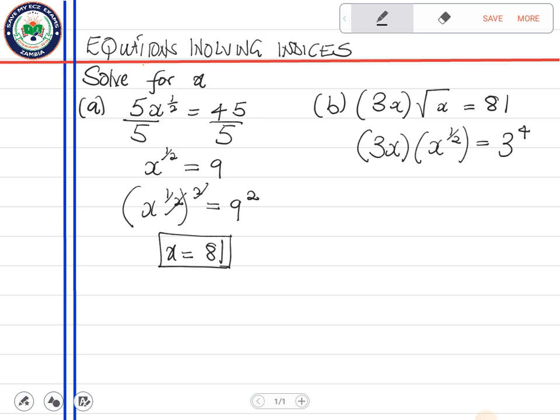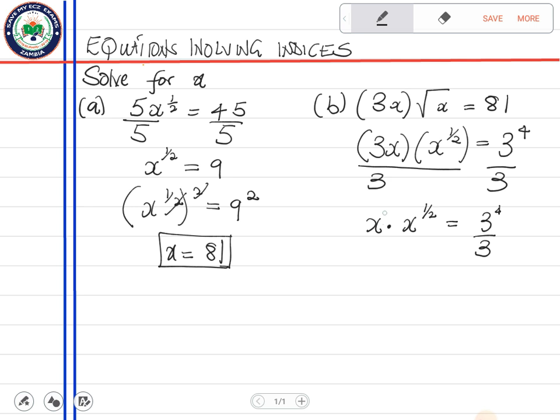Now if this is the situation that we have, we can divide by 3 throughout. So here we are going to have x multiplied by x to the power half equal to 3 to the power 4 over 3. You get it, right?